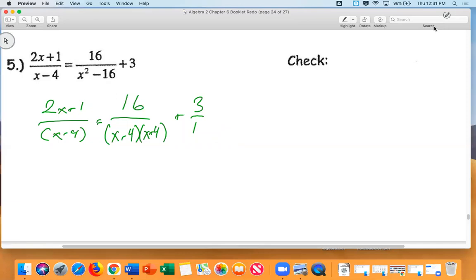How do we want to proceed? Jake? Okay, so you want to multiply everything by the common denominator? Okay, what is the common denominator? X minus 4. Nope, it's only part of it. X plus 4 and X minus 4. Oh. So I'm going to multiply everything by X minus 4 times X plus 4.